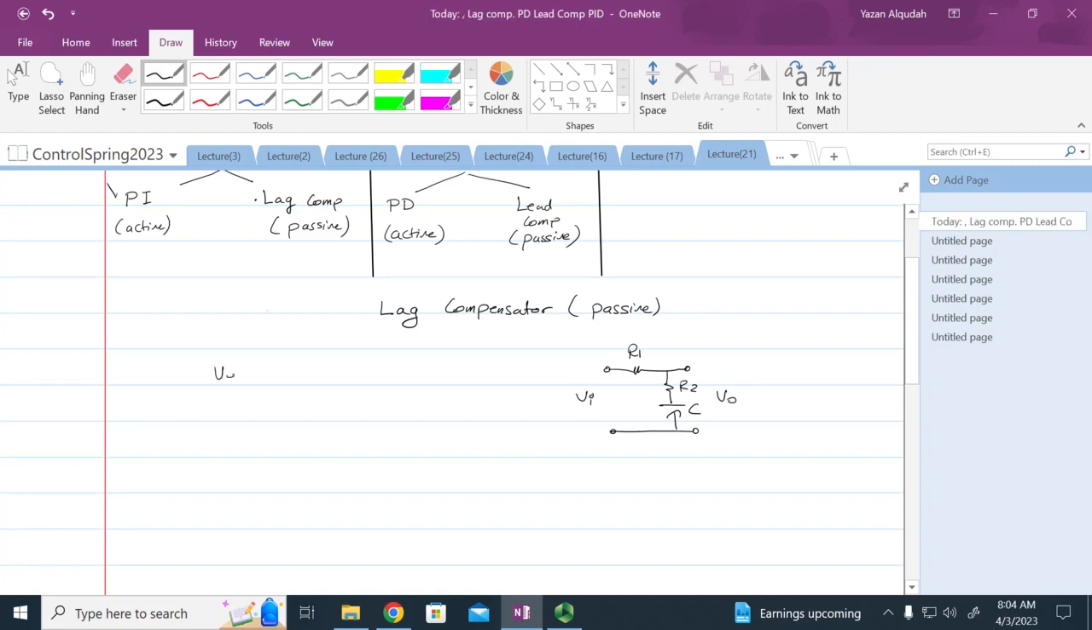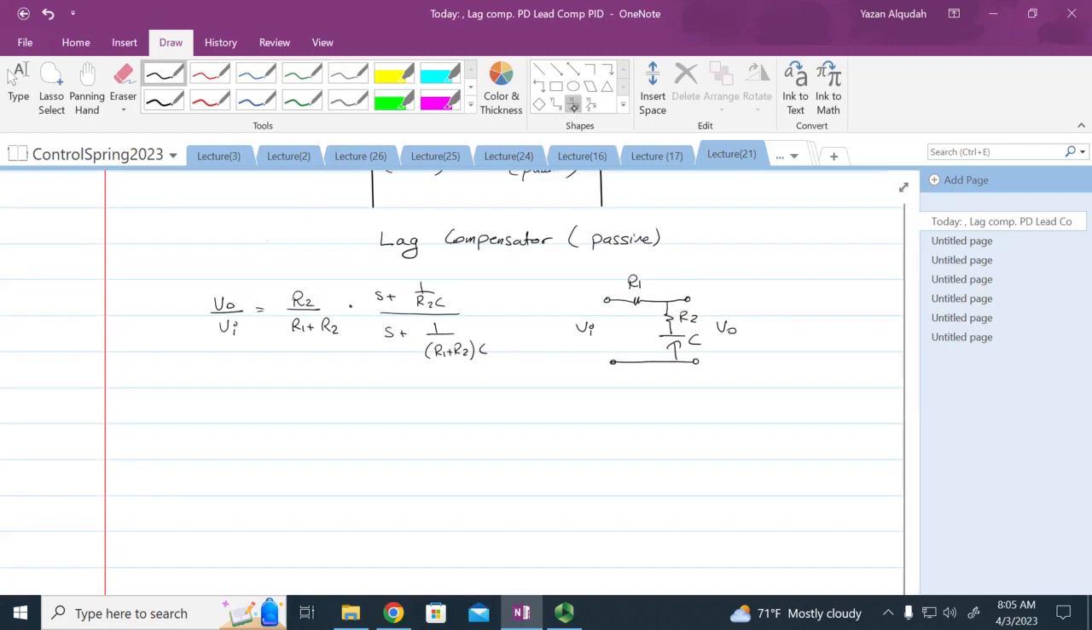If I calculate the transfer function, V output over V input, we can write this as R2 over R1 plus R2, multiplied by S plus 1 over R2 multiplied by C, divided by S plus 1 over R1 plus R2 multiplied by C. So this is the transfer function of the lag compensator.